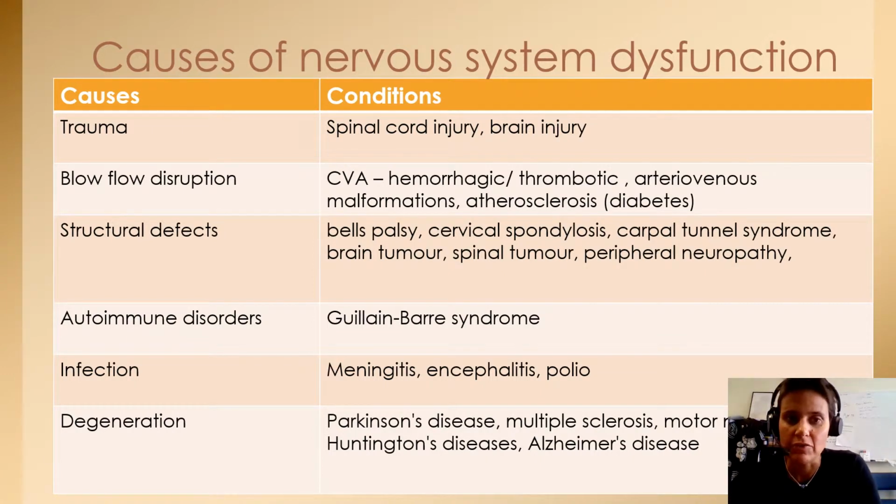We already know that there are several causes of nervous system dysfunction, from trauma to lack of blood flow to autoimmune diseases to infection to general degeneration, even structural defects. This includes things like spinal cord injury, cardiovascular accident, a peripheral neuropathy or carpal tunnel syndrome, for argument's sake, maybe something like Guillain-Barré, which is an autoimmune disease, infections such as meningitis, or degeneration. But there are also other conditions that affect the spinal cord, the brain and the general nervous system.